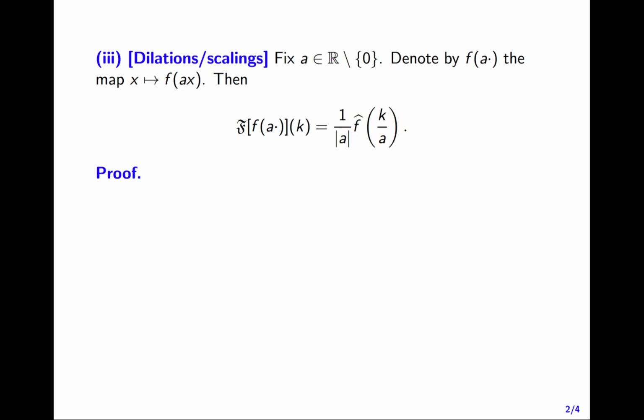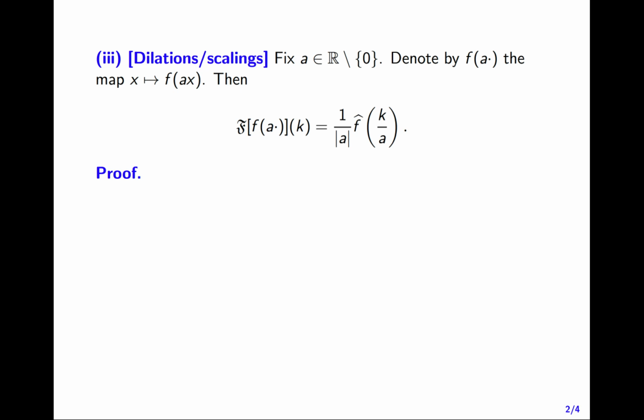And then the Fourier transform of f of a dot at k is equal to 1 over the absolute value of a times f hat of k over a. So two things to pay attention to with this a. It's a real number because although my function f may be complex valued, f takes in real numbers and spits out complex numbers. And second, I'm taking a to be non-zero. This is apparent in the formula for this Fourier transform where I'm dividing by a in two places.